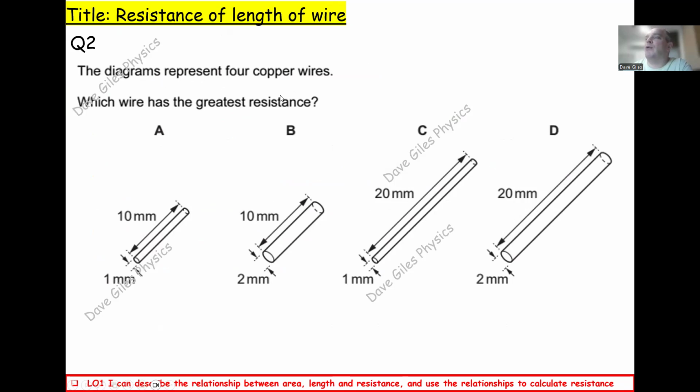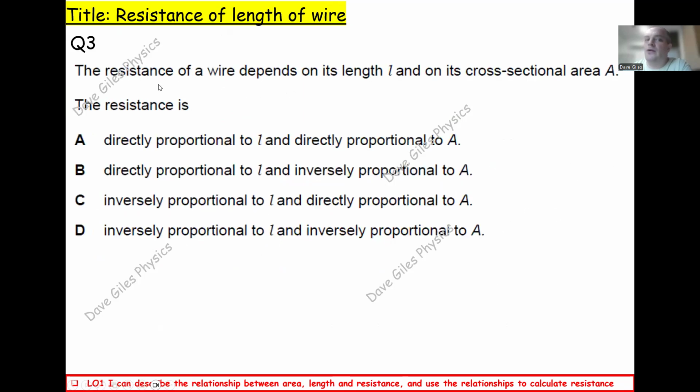The diagram represents 4 copper wires. Which wire has the greatest resistance? So it's going to be the one that's the longest with the smallest cross-sectional area. So that is going to be C. Fine. And final MCQ. The resistance of a wire depends on its length L and its cross-sectional area A.